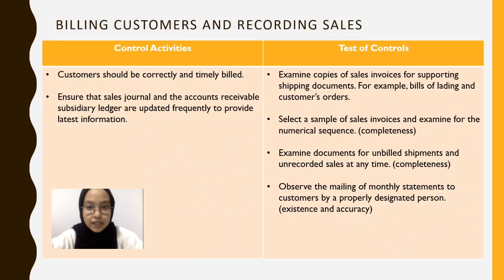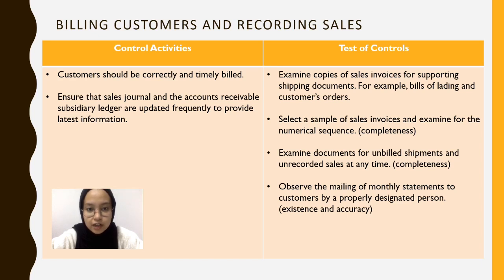Okay, so for billing customers and recording sales, there are a few control activities, such as customers should be correctly and timely billed. Next is ensure that the sales journal and the accounts receivable subsidiary ledger are updated frequently to provide the latest information. The tests of controls are to examine copies of sales invoices for supporting shipping documents, for example, bills of lading and customers' orders. Next is select a sample of sales invoices and examine them for numerical sequence.